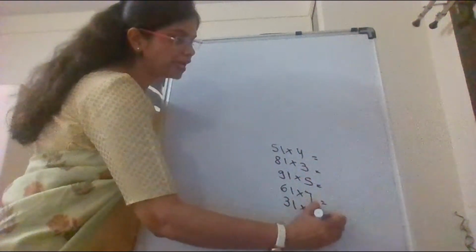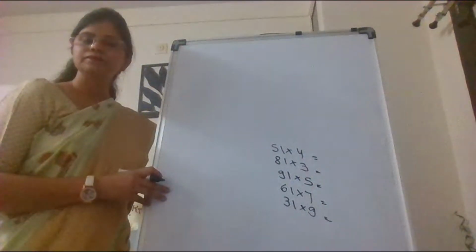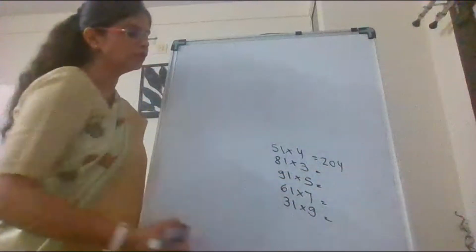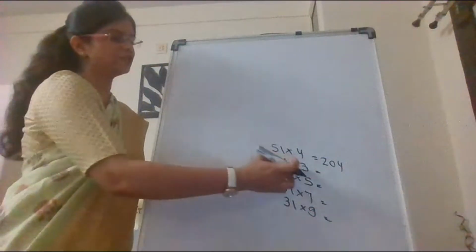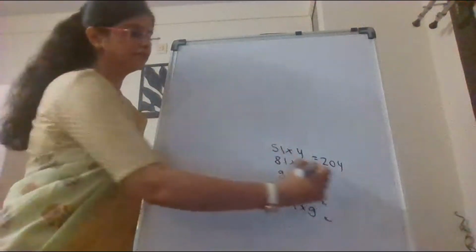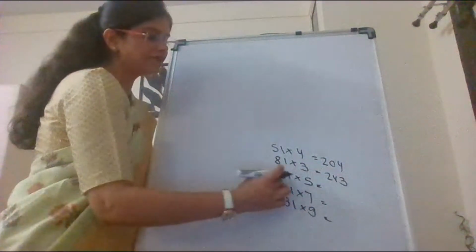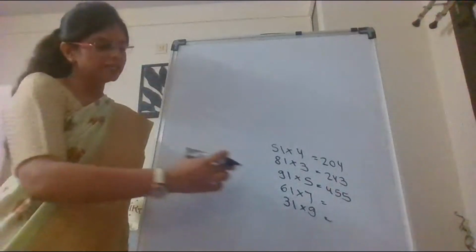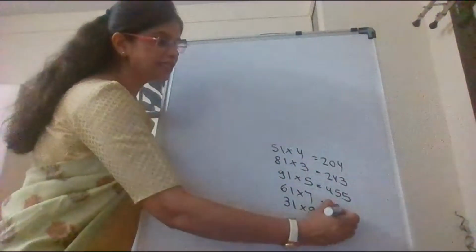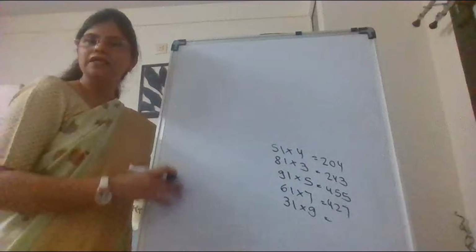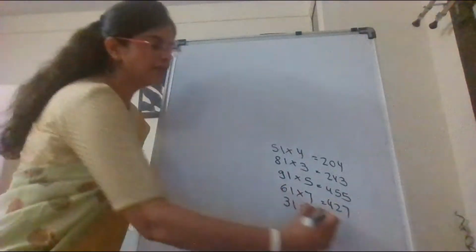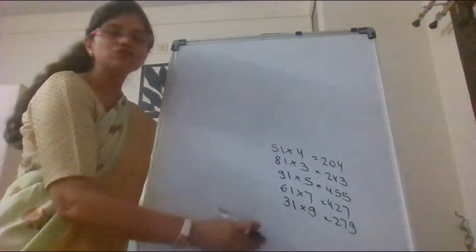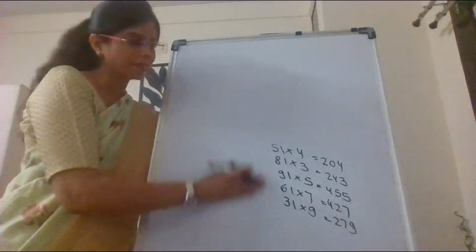Now you have to write down the answers. 5 times 4 is 20. The answer will end with 4. 204. 8 3s are 24. 243. 9 5s are 45. 455. 6 7s are 42. 427. 3 9s are 27. 279. Very easy to solve. Okay?